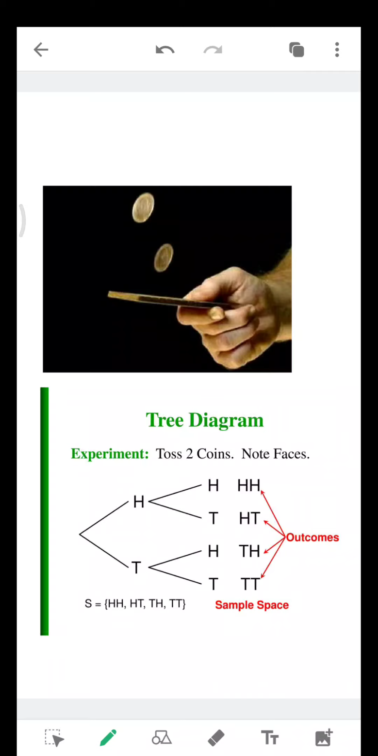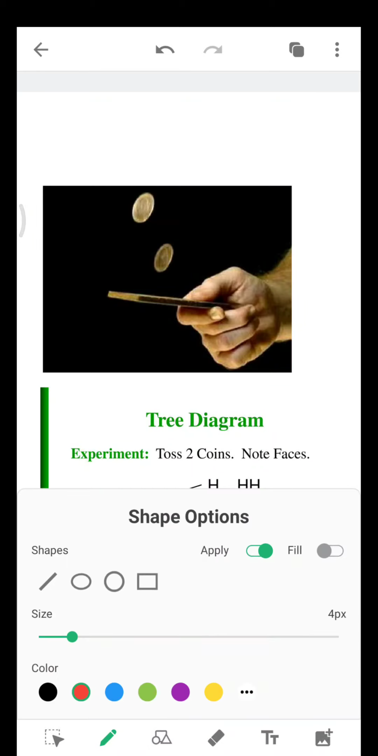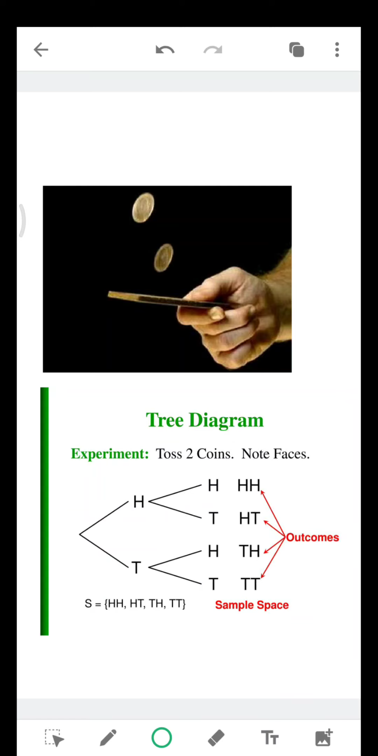So for the first coin, let me draw a small coin here. Yeah, this is the first coin. On the first coin I may get heads or tails. Then on the second coin, I may get head, tail again, then head, tail. This is called a tree diagram. This is the simplest method of writing the possible outcomes, by using the tree diagram.